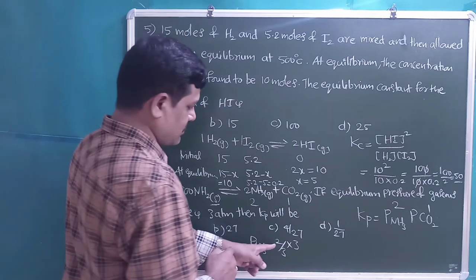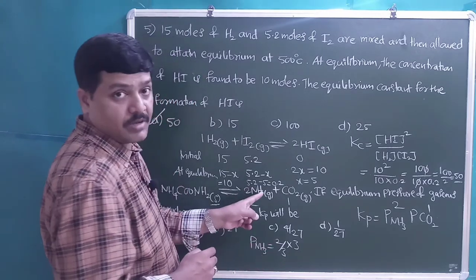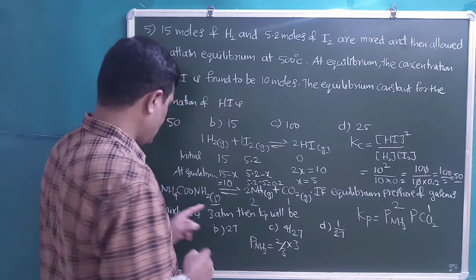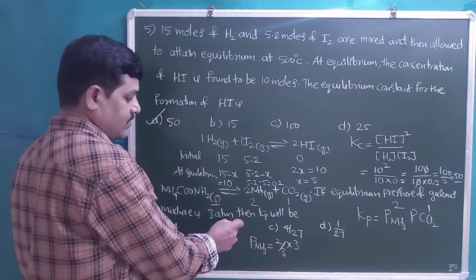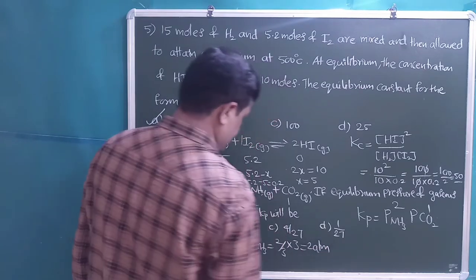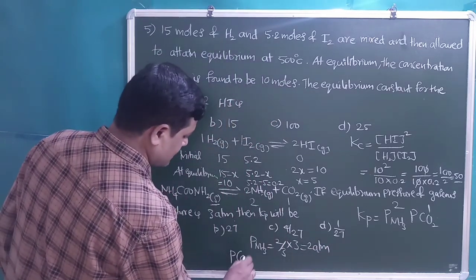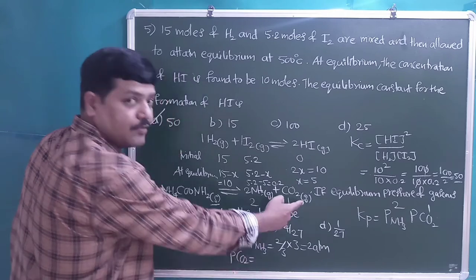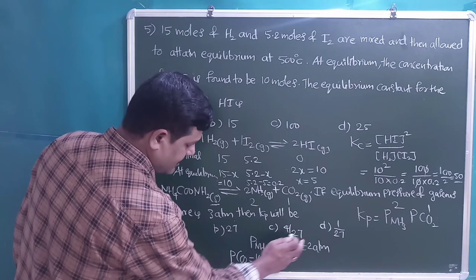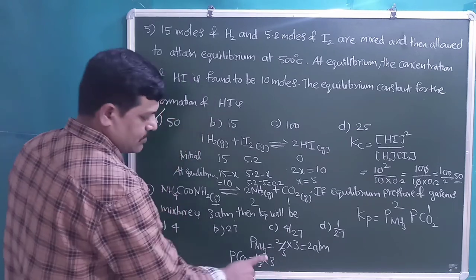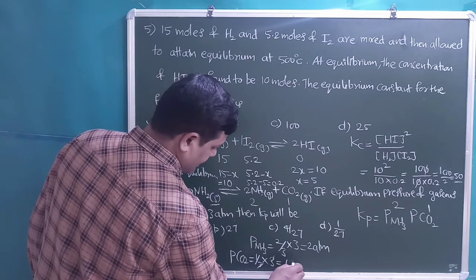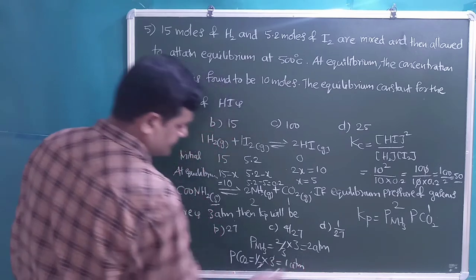So the partial pressure of ammonia is 2, the number of moles of ammonia, divided by the total number of moles, 3, into the total pressure of the mixture at equilibrium, 3 atmospheres. So we are getting 2 atmospheres. Similarly, the partial pressure of CO2 is equal to the number of moles of CO2, 1, divided by total moles, 3, and the total pressure at equilibrium is 3 atmospheres. So this is equal to 1 atmosphere.